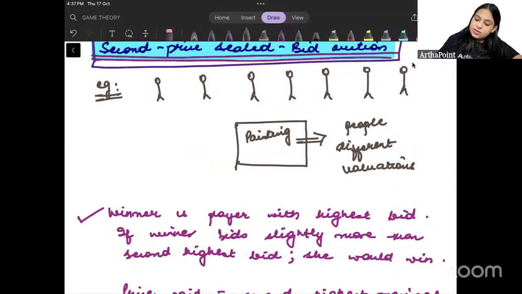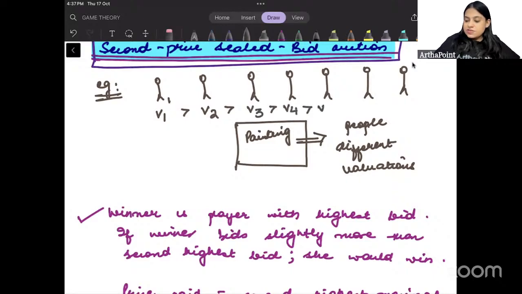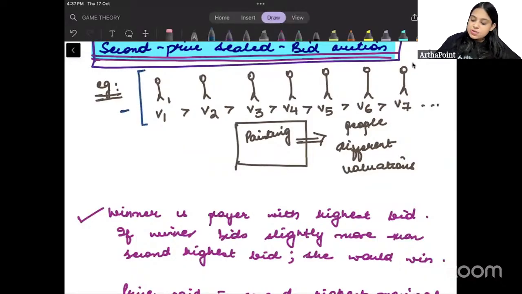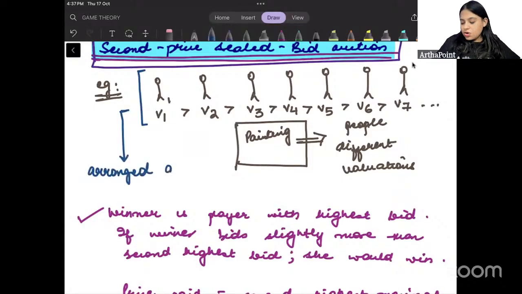So person one thinks, wow, this painting is the best thing that could ever have been done, this is a really good thing, and he has the highest valuation V1. Person 2's valuation is a little lower, V2. He liked the painting, but not as much as person 1. Person 3 has a little less valuation, V3, person 4 V4, person 5 V5, person 6 V6, person 7 V7, and so on. So we have gone ahead and arranged these people according to their valuation.